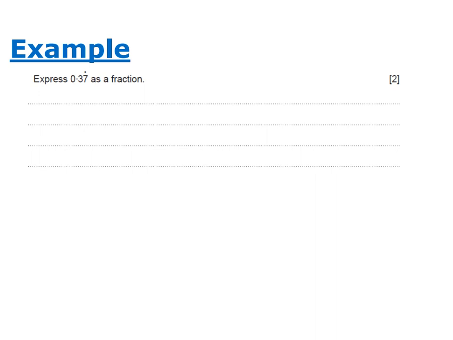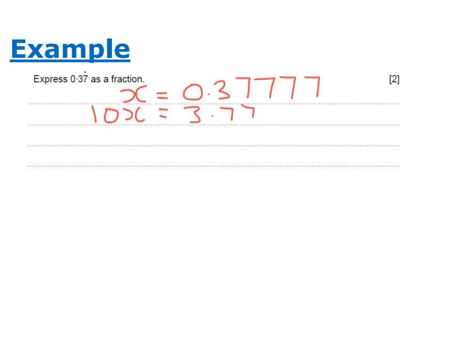So in this question, we've got one number that's got the dot on top, and that is the 7. We start off by saying x equals 0.37777. Now we're trying to get to the point where all the numbers after the decimal are the same. In order to do that, we have to multiply by 10. So on the left hand side, that will give us 10x, and on the right hand side, we'll end up with 3.777.